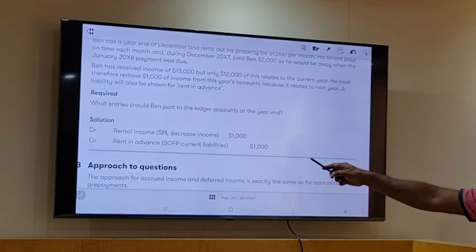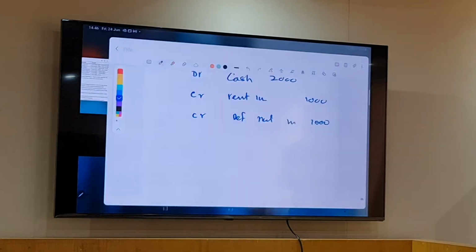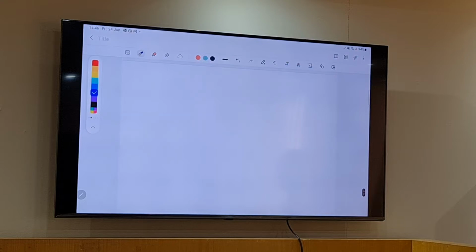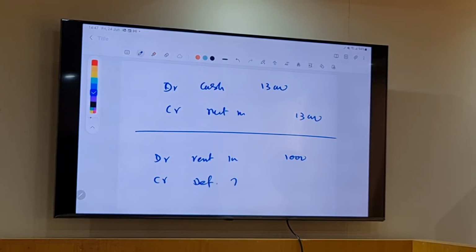So why is this answer picking like this? Why only 1,000 here? See, at the point when you receive the total 13,000, he recorded it like this: debit cash 13,000, credit rent income 13,000. This is the first entry. But this 13,000 is incorrect. So what should you do? You should debit rent income 1,000 and credit deferred rent income 1,000.